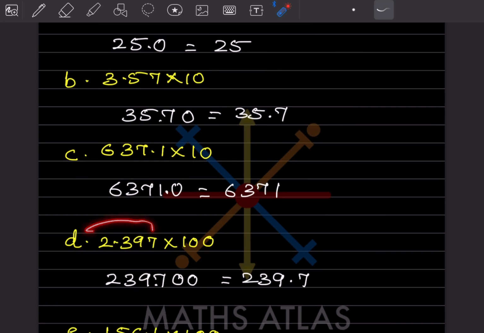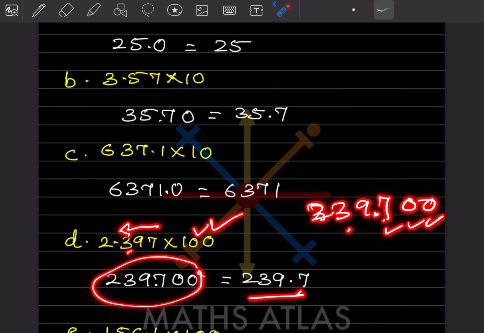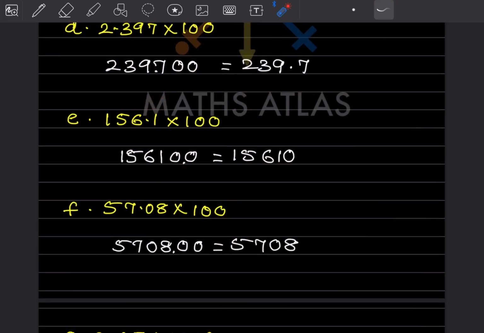Again here you will write 2397 and two zeros. After three numbers is a decimal, so 1, 2 and 3. So the decimal point will be here. So 239.7, because usually we don't write these zeros after the decimal. Same here, 156100. After one number is a decimal, so that is going to be 15610. Here same, after writing this number we are going to add two zeros.